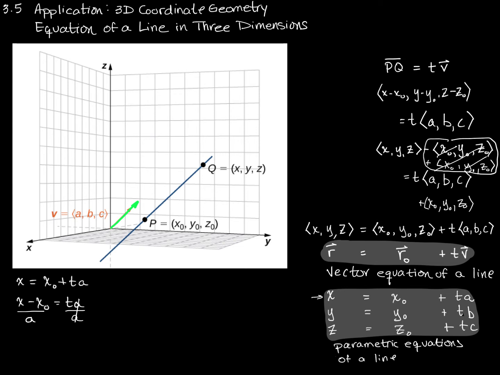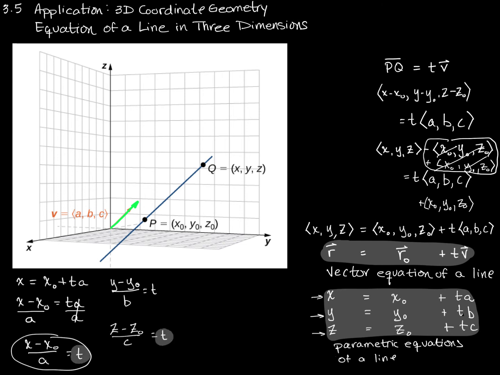I get x minus x naught over A equals T. If I do the same thing for all three of these equations, the x, the y, and the z, then I end up with x minus x naught over A equals T, y minus y naught over B equals T, and z minus z naught over C equals T. Well, if these things are all equal to T, then they must be equal to each other.